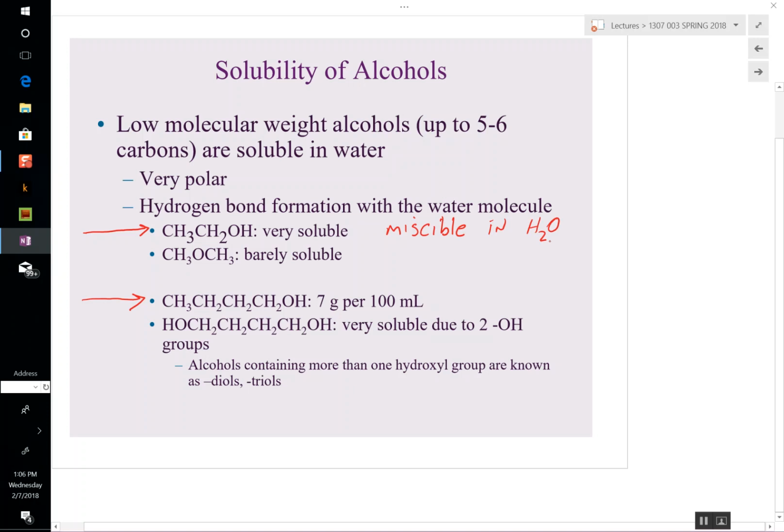Butanol is not. 7 grams. That's how much you can dissolve in 100 milliliters of water. You put 10 grams in there and 3 grams are going to be floating on the top of the water. They won't dissolve in there. There'll be butanol in the water, but there's also butanol that's not in the water. Follow me? It'll phase separate.